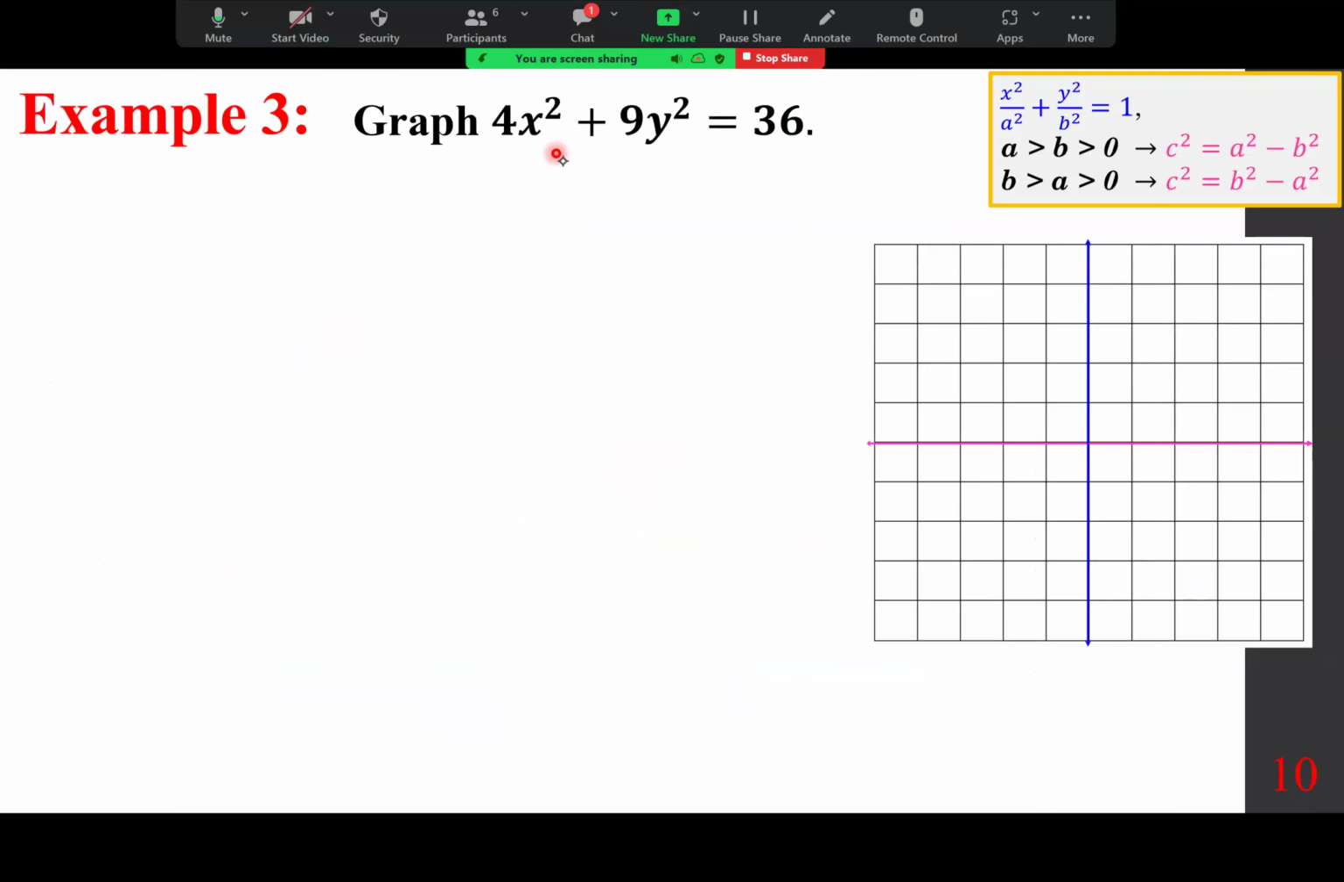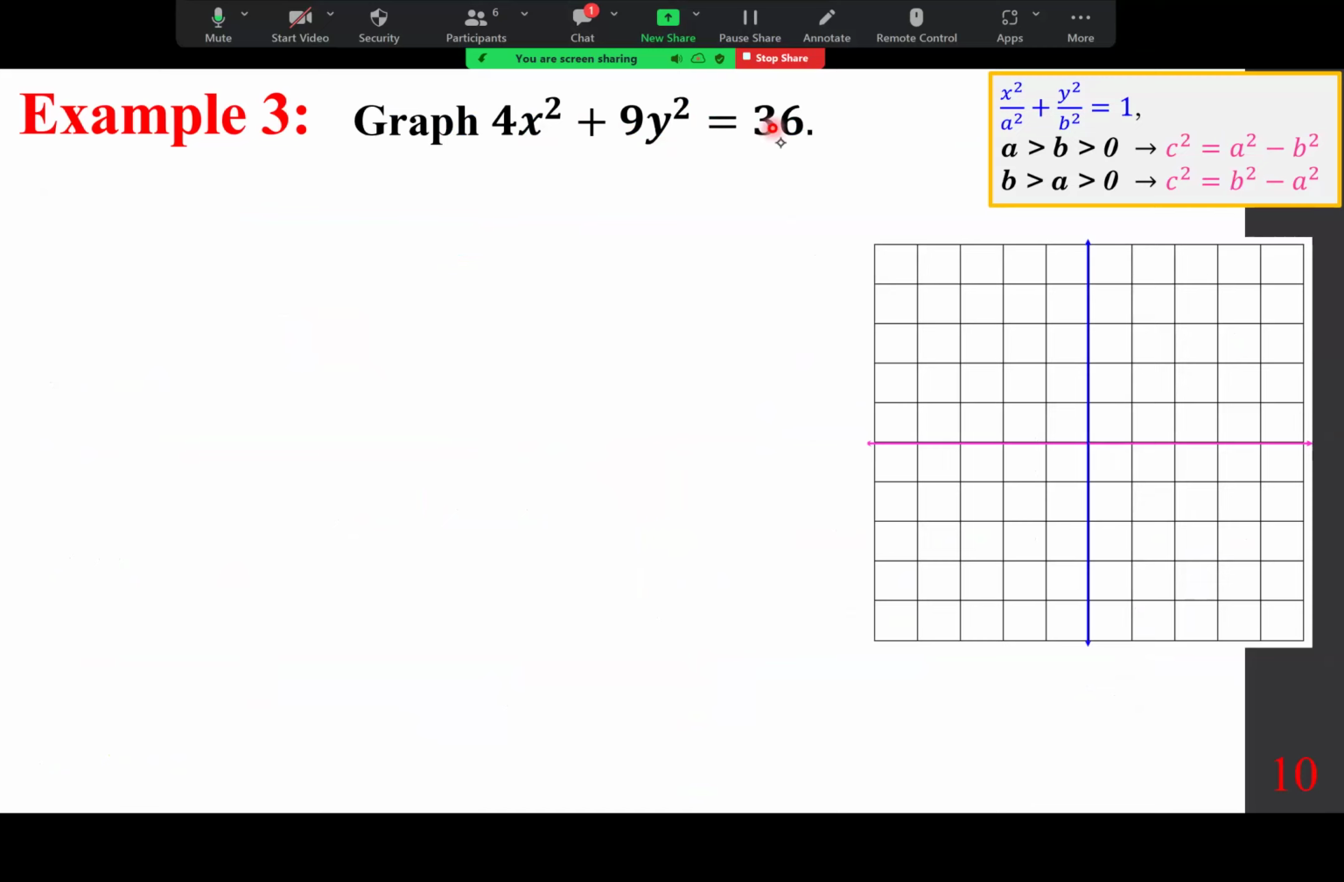Graph 4x squared plus 9y squared equals 36. Recognize this one as an ellipse. When we have both x and y having exponent 2, we have x squared and y squared, and their coefficients are different, but they have the same sign. That means they're both positive or negative. If they're on the same side, it's an ellipse.